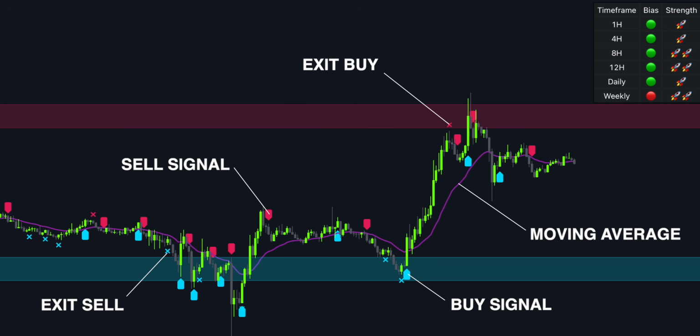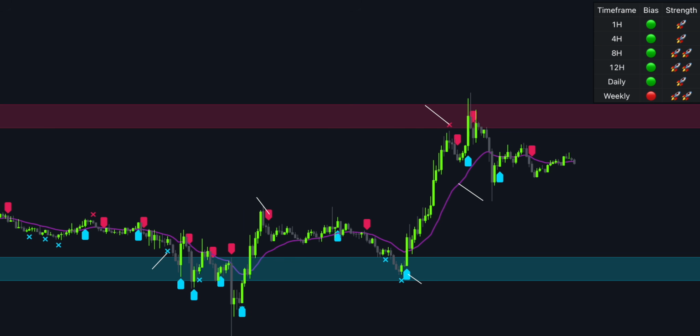The rest of the indicator's features are less significant. I'm talking about these buy and sell signals, exit signals, and a moving average. These components serve as final confirmation before initiating a trade. The main purpose of this moving average is to filter out fake signals.